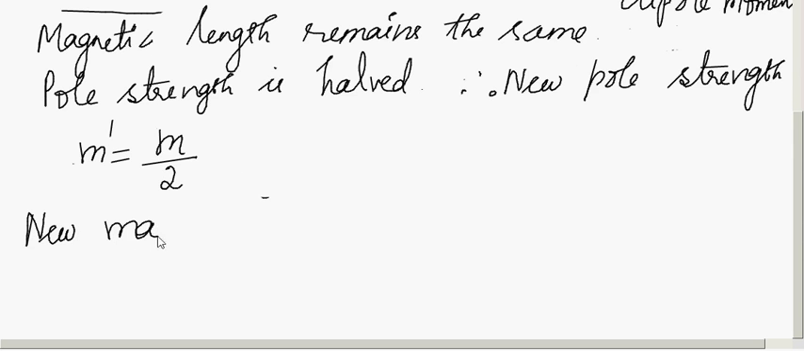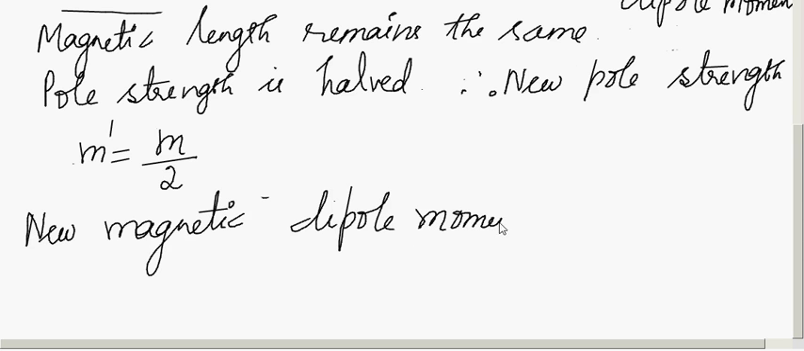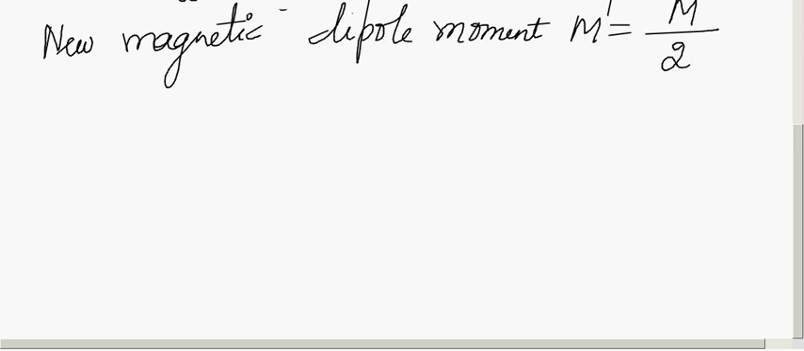New magnetic dipole moment M dash is M by 2, that is halved. So this is when a bar magnet is cut longitudinally. Now what happens if a bar magnet is cut laterally? Case B, that is laterally.